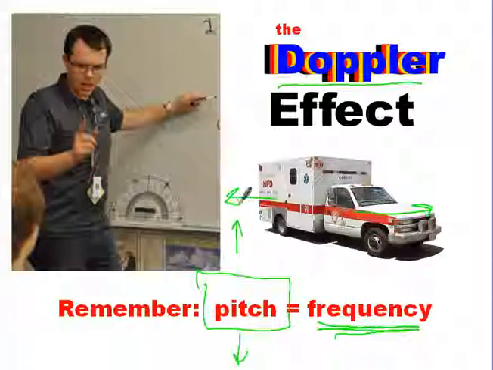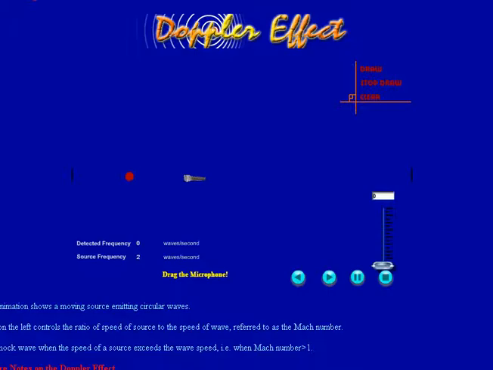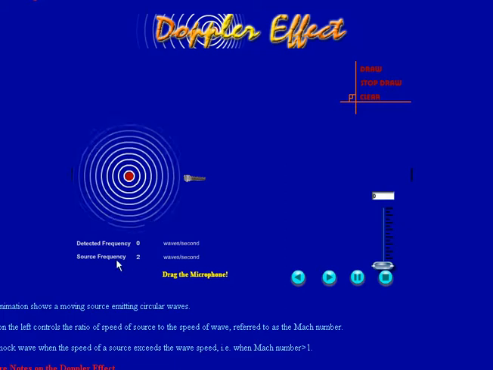There's a little animation here from the guys at the University of Virginia that might help you understand this. So here we've got a little dot. This dot is going to represent our ambulance. And when I start it going, you notice that it's going to make these nice little sound waves. And right now it says it's making 2 every second. It's got a frequency of 2.